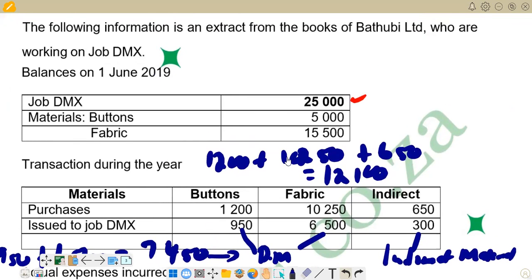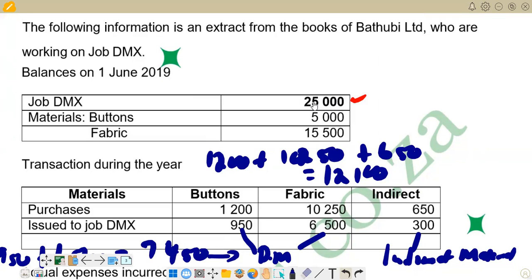So we have our 25,000 there. So 25,000 job DMX. This is the balance on 1/2019. So this is representing our opening balance for production control.